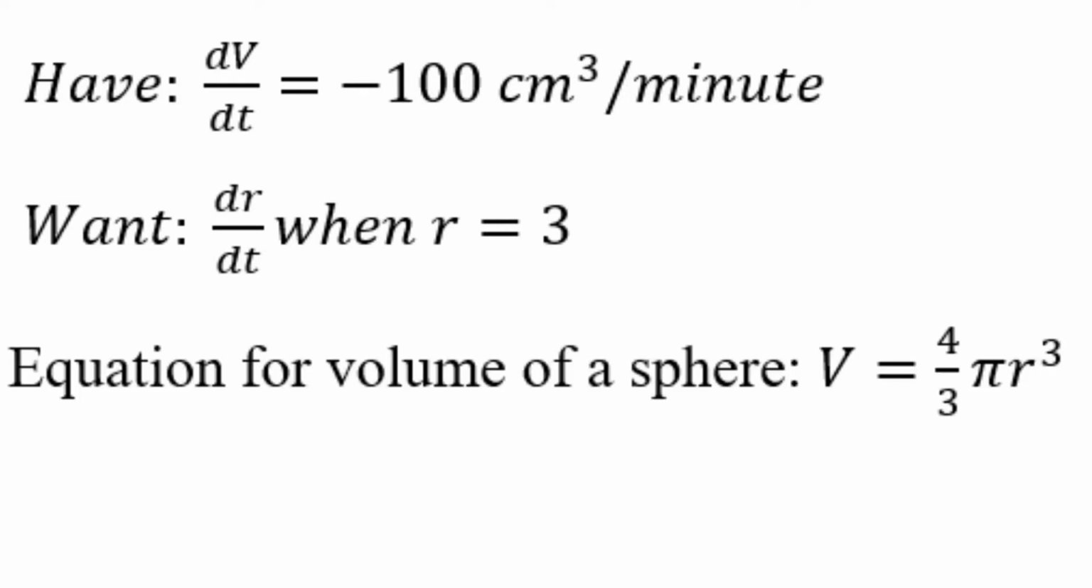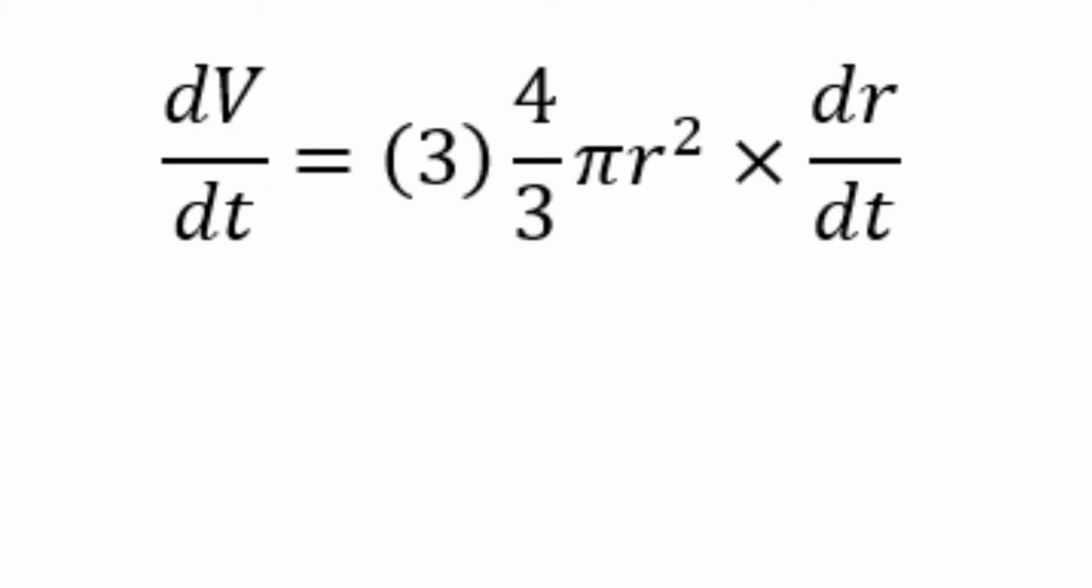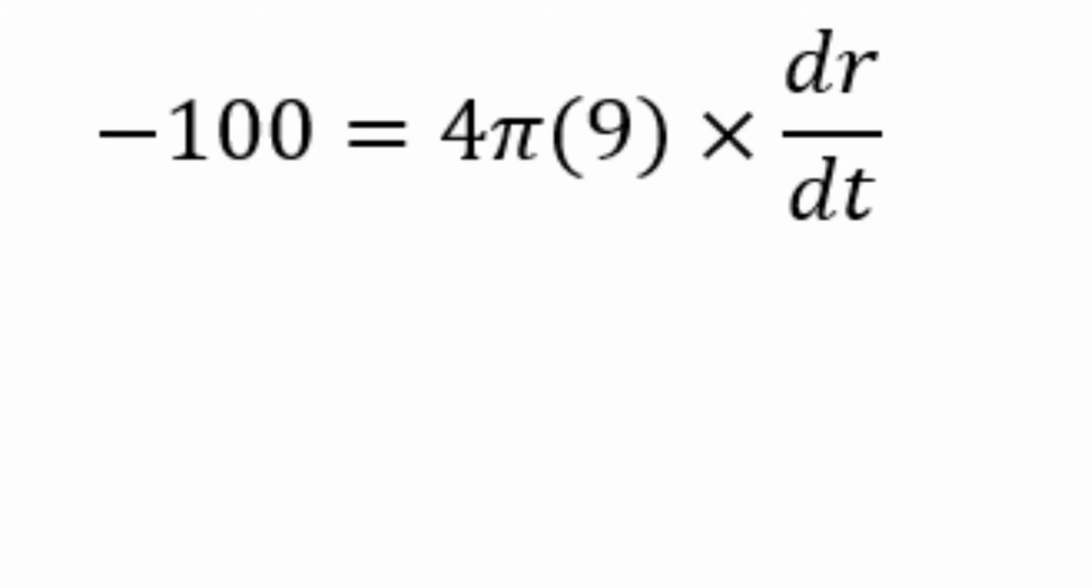So first we have to take the equation for volume of a sphere, which is V equals 4/3 pi r cubed. And then we take the derivative of this equation for the volume, and we get dV/dt equals 3 times 4/3 pi r squared times dr/dt. Now we can simplify the fraction, plug in the radius for r, and plug in negative 100 for the rate the volume is decreasing. Negative 100 equals 4 pi times 9, which is the radius squared, times dr/dt.